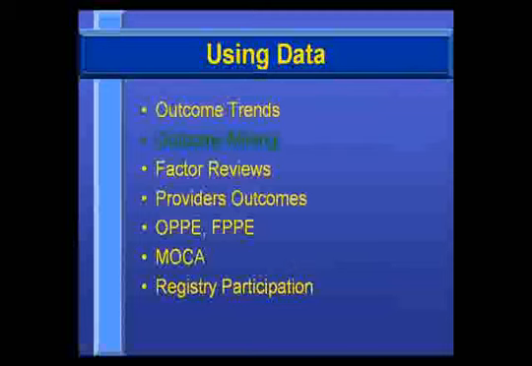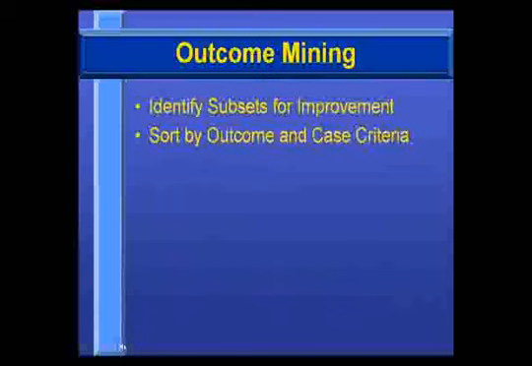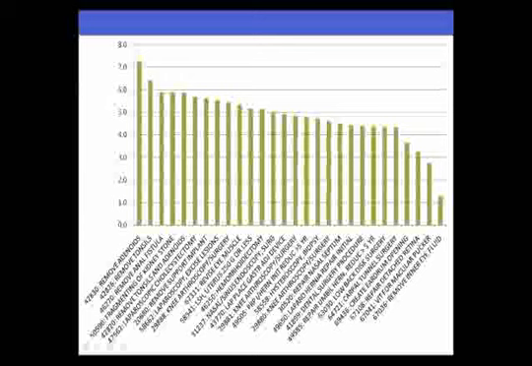Other ways that we use the information is outcome mining. What I mean by that is we look at the data and identify subsets for improvement. We typically do that by sorting it by a particular outcome or some type of case criteria. One example of this is the recovery room nurses at one of our sites of service asked if there was any particular subset of patients who experienced significant pain that they could focus on to improve their pain management. They didn't want to just generally apply to all their patients, but they wanted to focus on one specific subset.